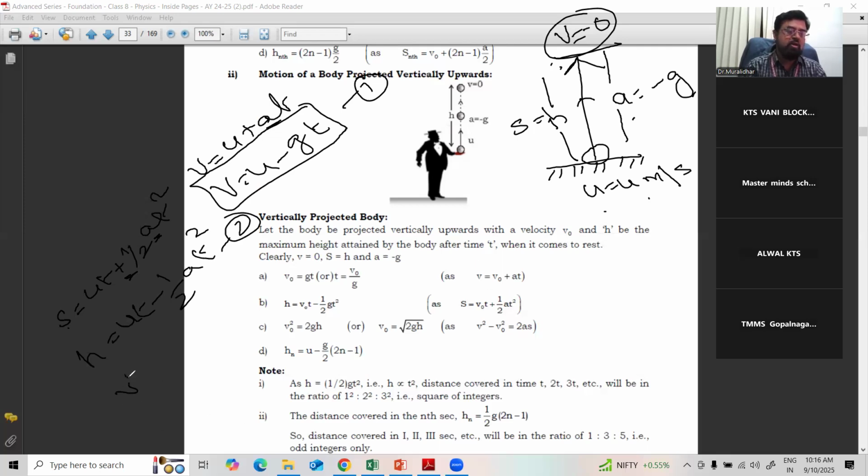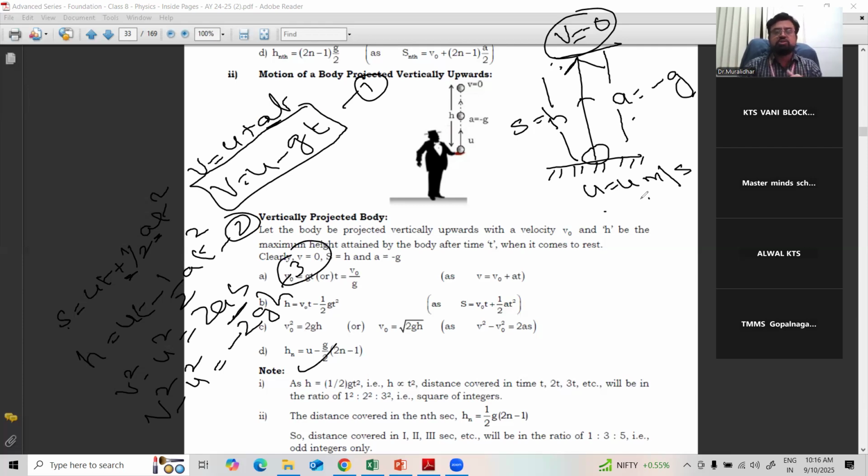Similarly, the third one, v² - u² = 2as. So v² - u² = -2gh, because a is equal to minus g. This is equation 3. The fourth also you can write the same way.